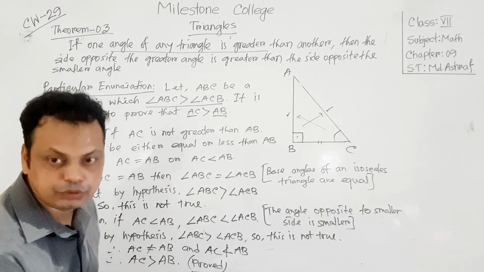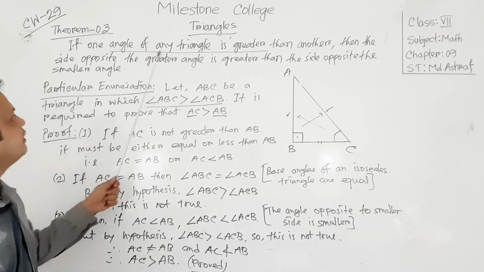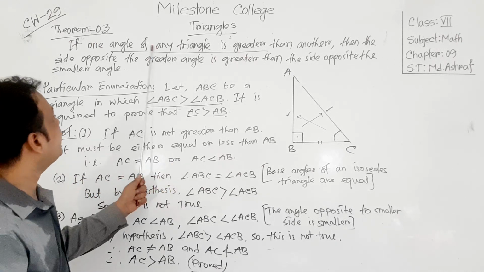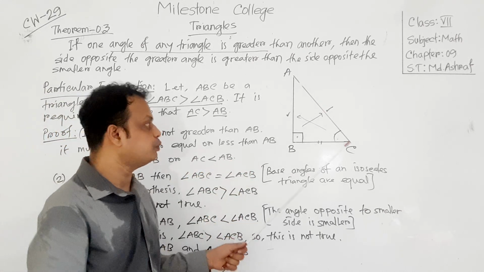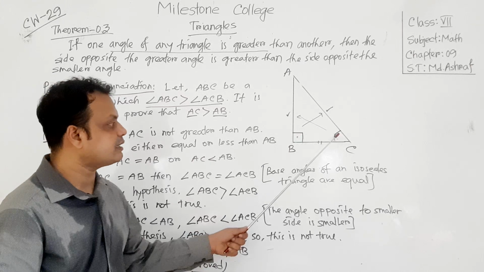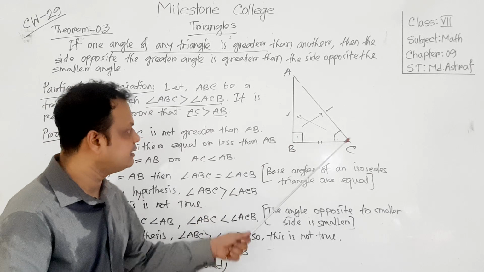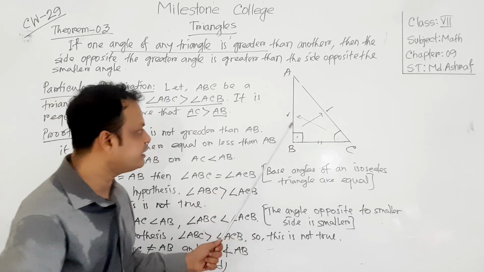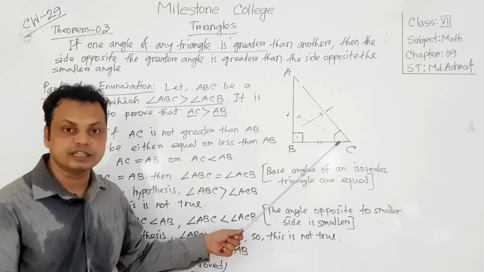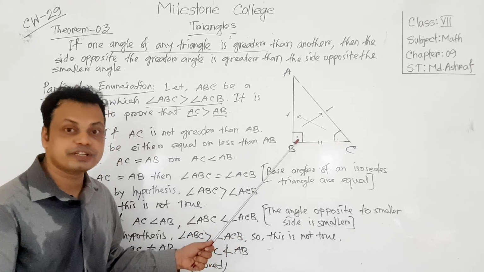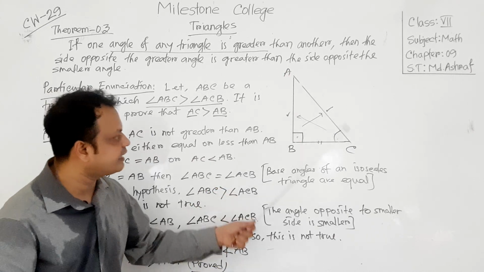Okay, my dear students, review this one from the first. The question is, if one angle of any triangle is greater than another, that means if we compare two angles in between. One angle is angle ABC and another is angle ACB. Which one is larger? Of course this one. Angle ABC is larger than angle ACB.